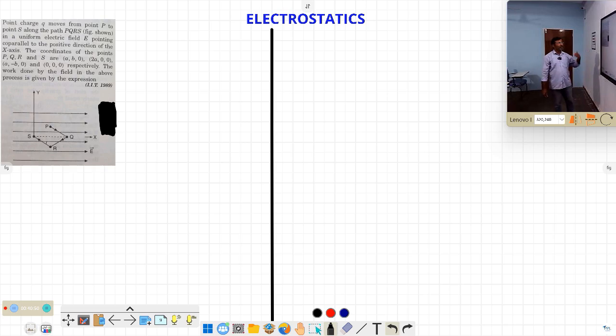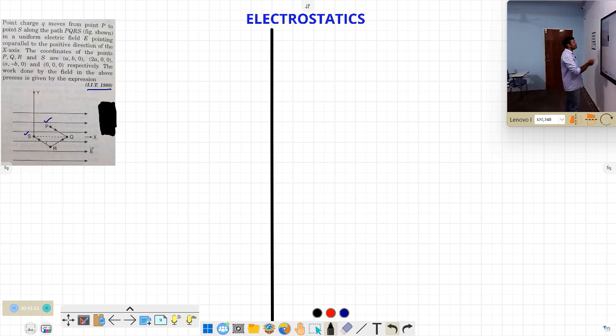Now, this is the next question. We have already done one model of problem here; now one more. This was given in the IIT 1989 paper, so you can find this question in most books. A point charge Q moves from a point P to S. This is the point P, this is the point S. The point charge is moving in the direction you are looking at.